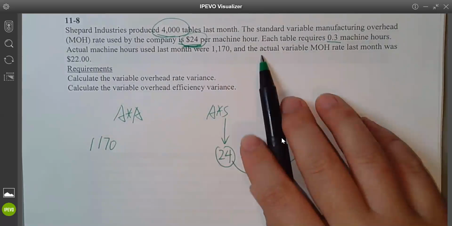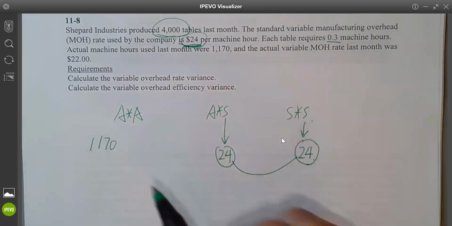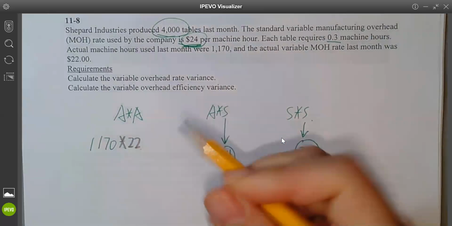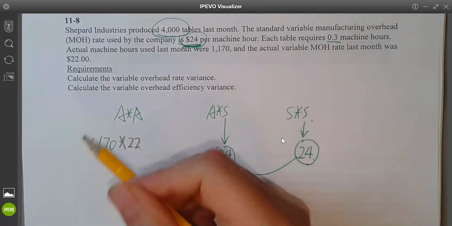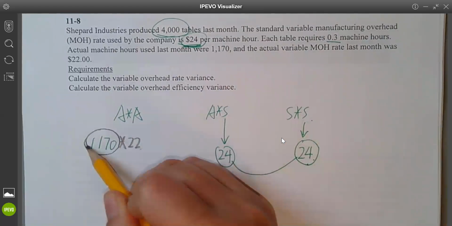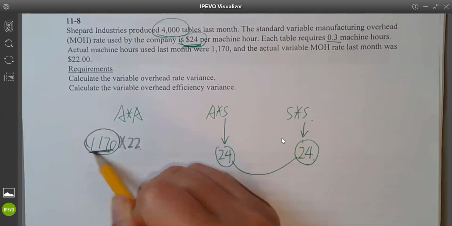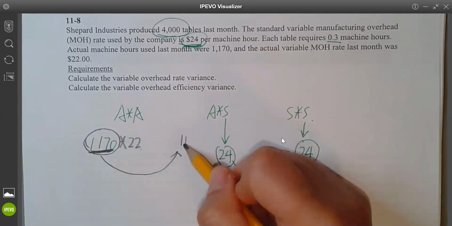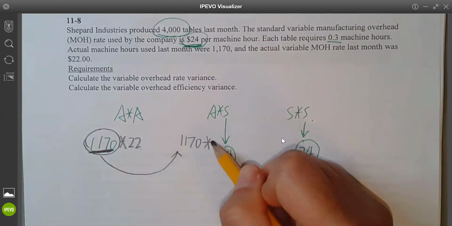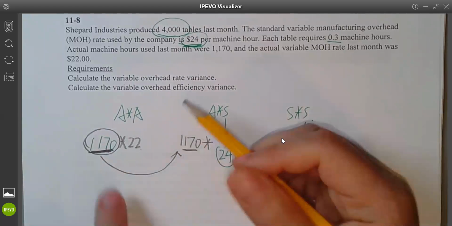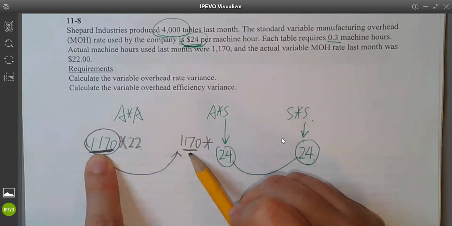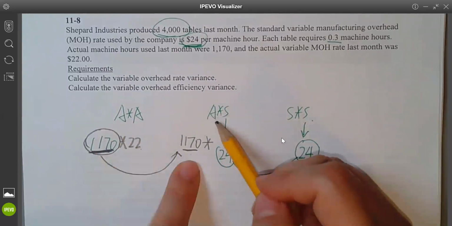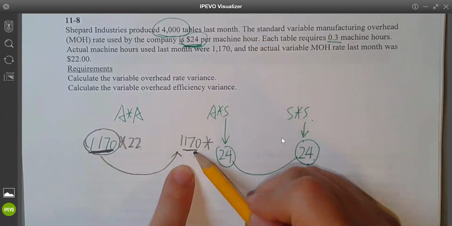Actual rate was how much? Actual rate was $22. I said, do me a favor, when you put the actual amount of machine hours, put the 1,170 hours in the middle, because we use the actual machine hours for the actual and for the standard rate, right?